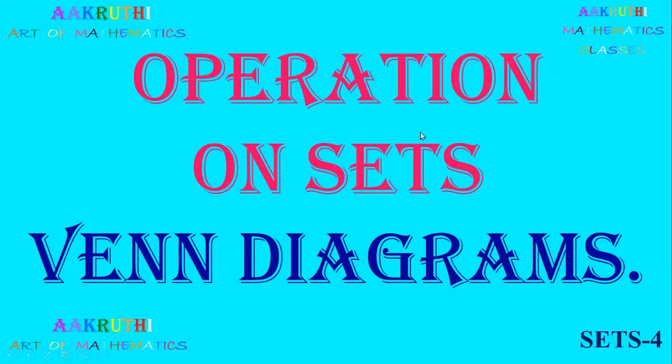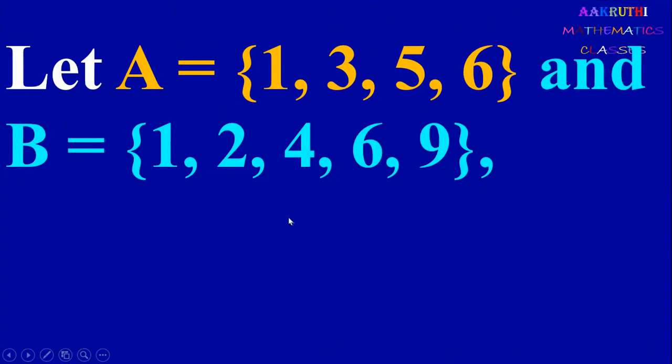In this class, we discuss operations on sets and Venn diagrams. Consider one set A equal to {1, 3, 5, 6} and B equal to {1, 2, 4, 6, 9}. Now in sets A and B, we have 1 and 6 as common elements. So 1 is common and 6 is also common.